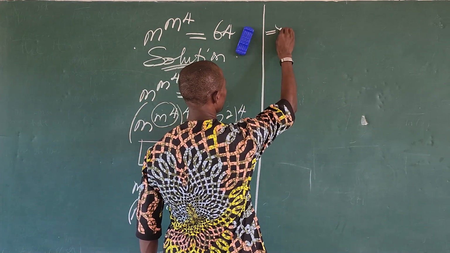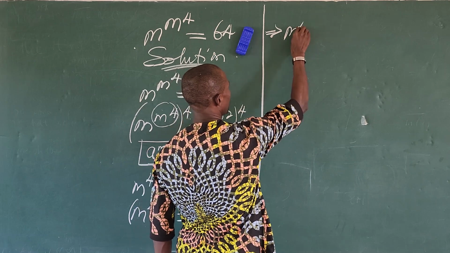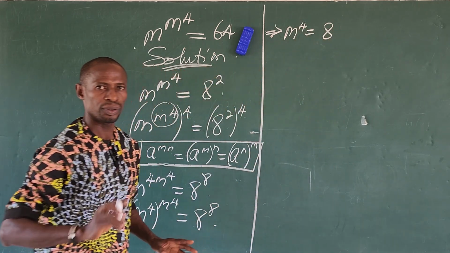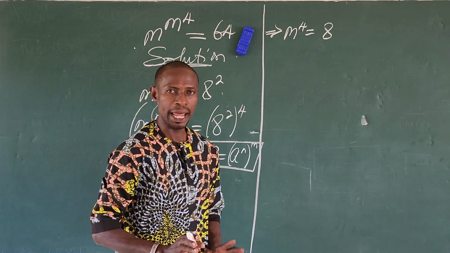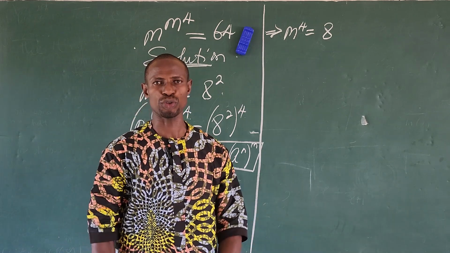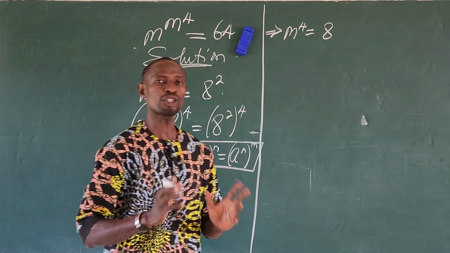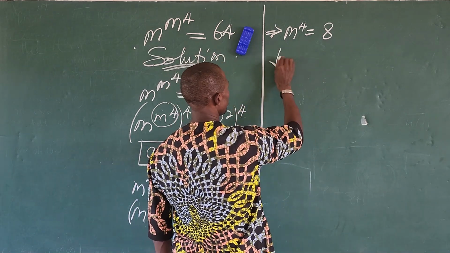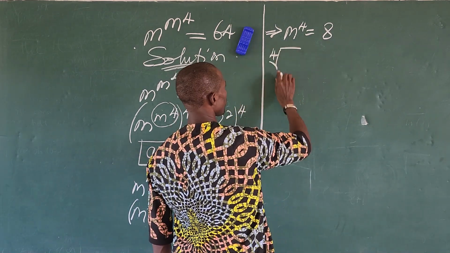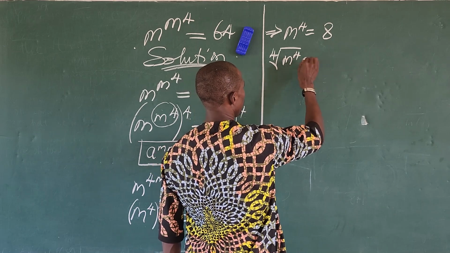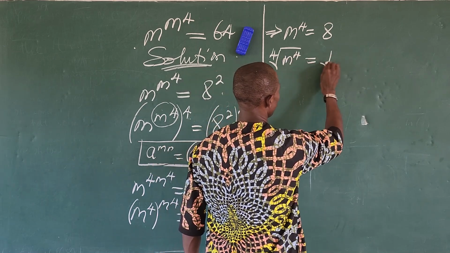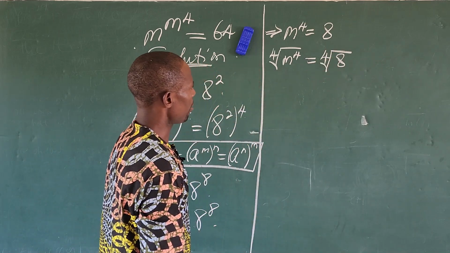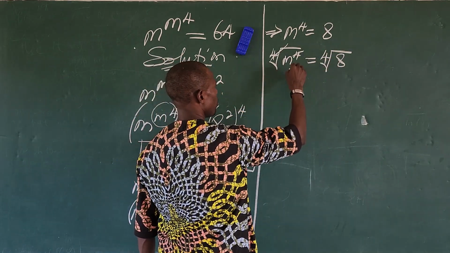So this now implies that m to the power of 4 is equal to 8. Good. We're looking for m and not m to the power of 4. So what do we do? We take the fourth root of both sides of the equation. This gives us the fourth root of m to the power of 4, equal to the fourth root of 8. So this radical goes with this power.